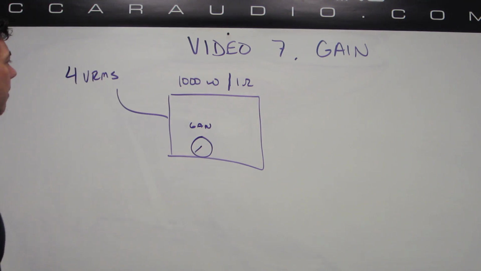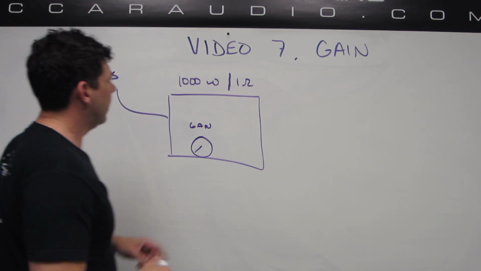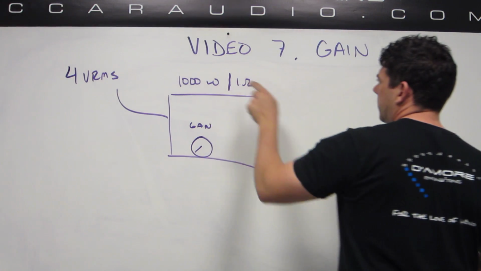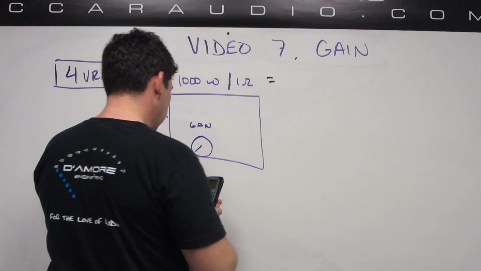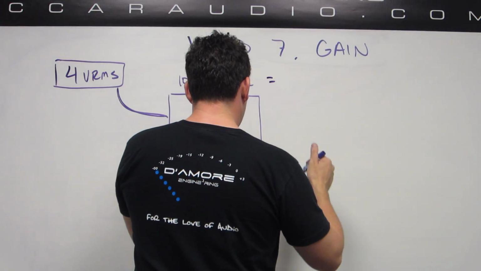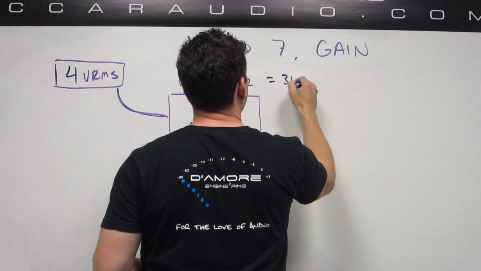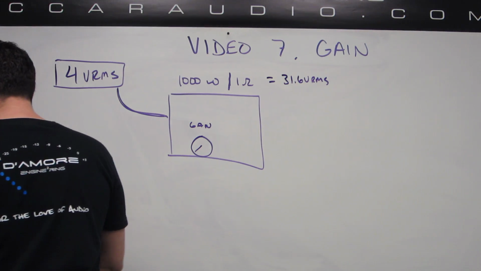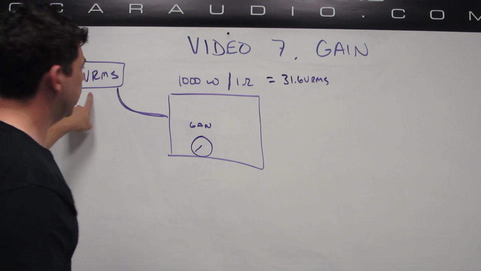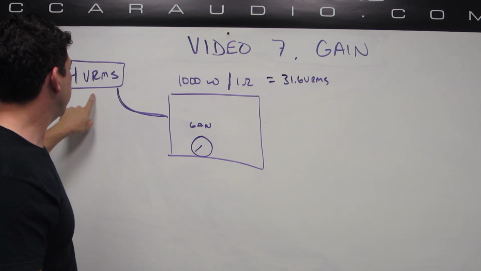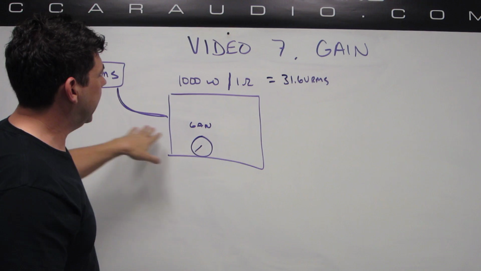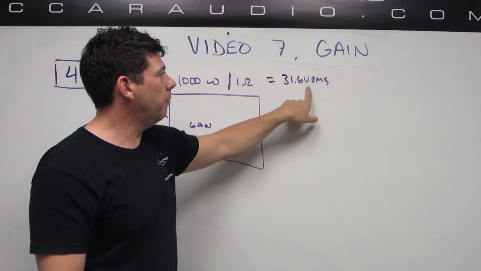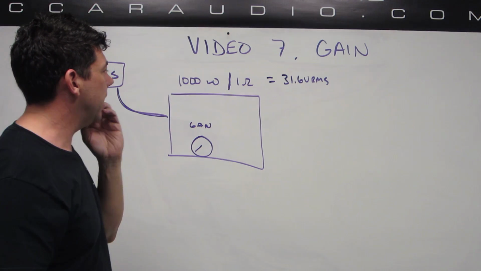Why does it have the gain knob? Well, if this amplifier is 1,000 watts at 1 ohm, if you do the math on this, that works out to 31.6 volts RMS output. So the input to this amp is 4 volts RMS on the RCA, the maximum, and the output needs to be 31.6 volts to get the 1,000 watts out.